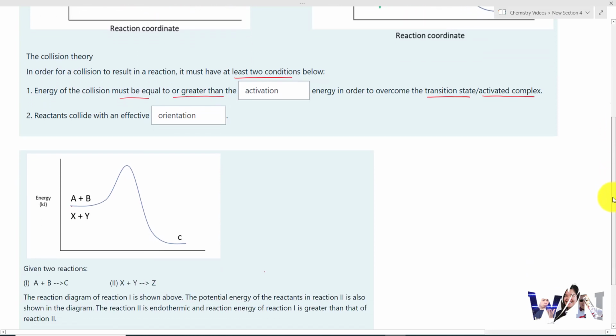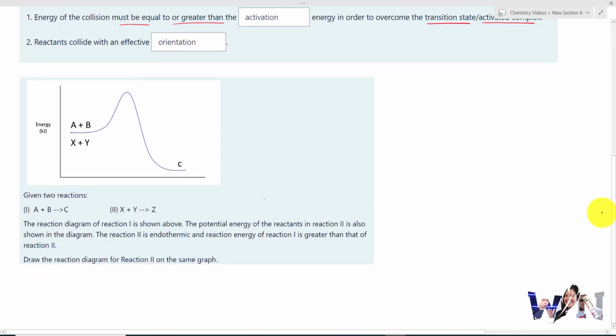Now, let's solve a problem that's very similar to an AP question. In this case, our task is to draw the reaction diagram. Before we do that, I need to fix something first. This right here is supposed to be activation energy. As you can see, we are given reactions 1 and 2. The reaction diagram of reaction 1 is shown above, A and B going to C. It's already drawn out for us. The potential energy of the reactant in reaction 2 is also shown right there. Okay, fine. Reaction 2 is endothermic.